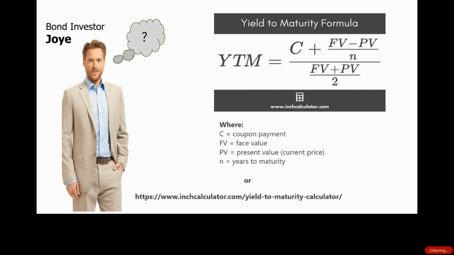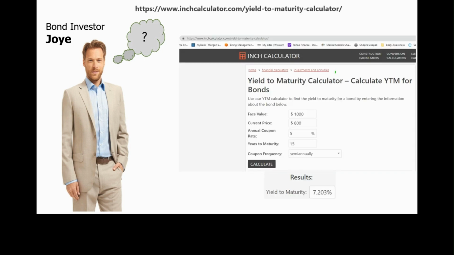Yield to maturity formula: YTM equals (C plus (FV minus PV) divided by N) whole divided by (FV plus PV) by 2, where C is coupon, FV is face value, PV is present value, that is the current price, N is number of years to maturity. Or you can use a yield to maturity calculator, free calculators available online.